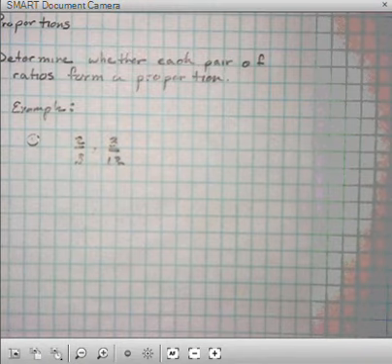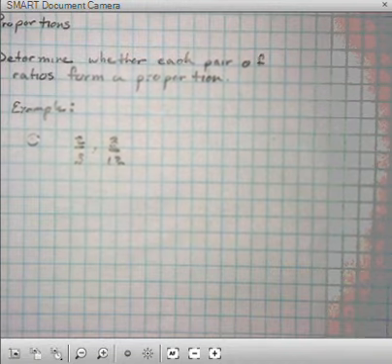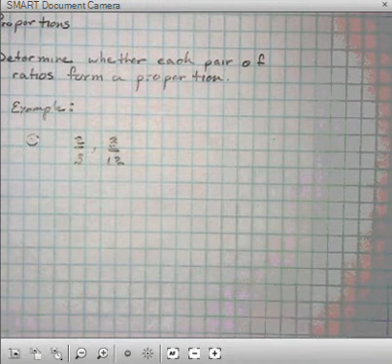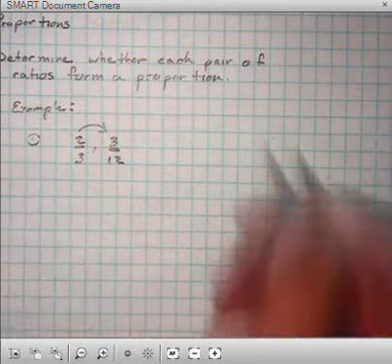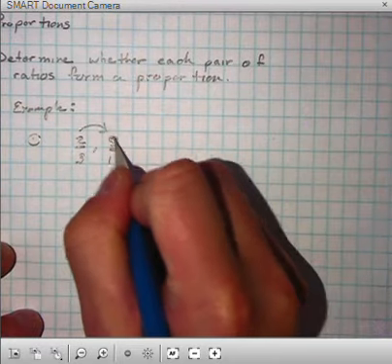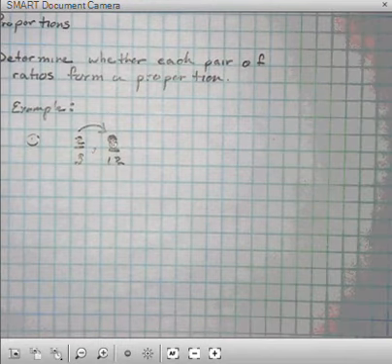Now there are two ways that we're going to do this. One way is to multiply this direction. Oh, let me change, instead of 3, let's make that an 8. That'll make this a better example. So it's 2/3 and 8/12.